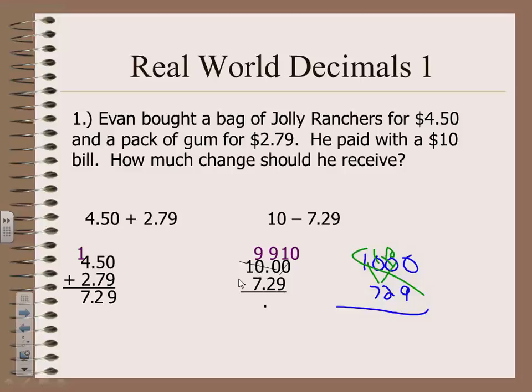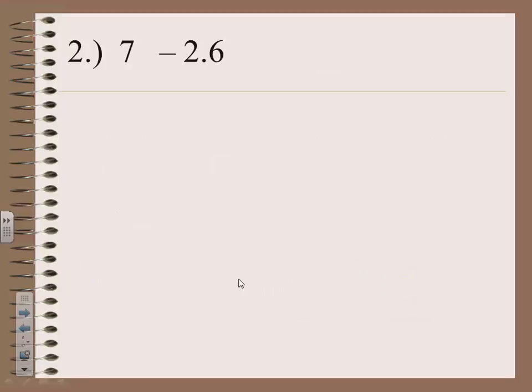Now you can do your subtraction. 10 minus 9 is 1, 9 minus 2 is 7, and 9 minus 7 is 2. So we started with a $10 bill. We subtracted our total of $7.29, giving us $2.71. Yes, of course, we circle our answers around here. Please go back and listen to that again so that you know how to be efficient with all those zeros. And we're moving on. So here's a whole number, and we're subtracting.